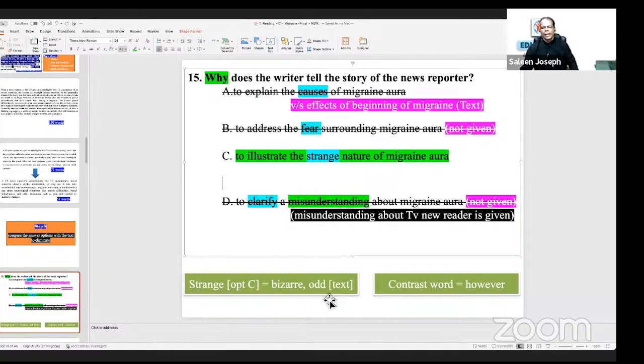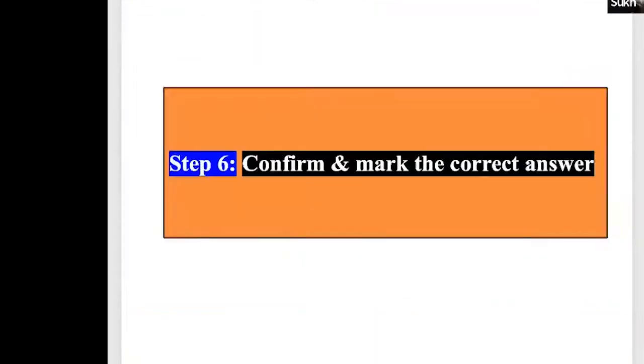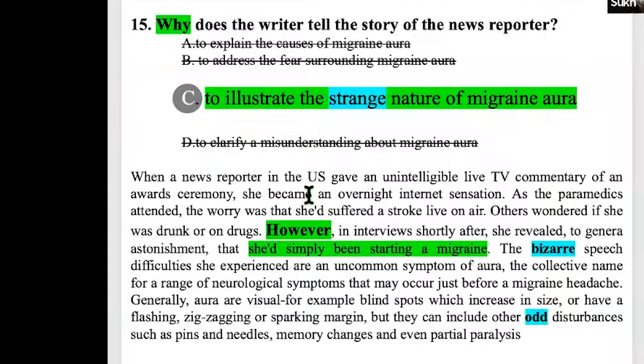And strange, you have bizarre and odd words, a contrast word, however, and the answer happens after the contrast word. Okay. Then you have to confirm the answer. See, however, she had simply been starting a migraine. The bizarre speech difficulties, the strange speech difficulties she experienced are an uncommon symptom of aura. The collective name for a range of neurological symptoms that may occur just before a migraine headache. Now, whatever they are explaining after the contrast word are bizarre or odd or strange.